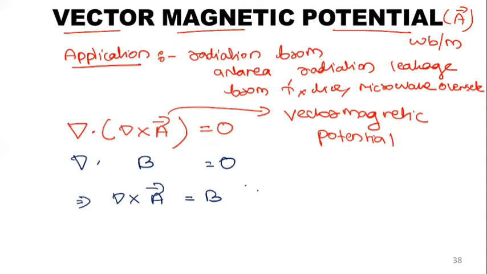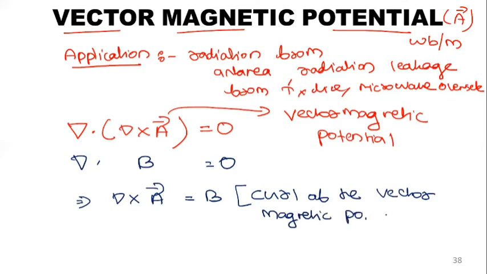So what does that say? Curl of the vector magnetic potential is flux density, and unit is Weber per meter.